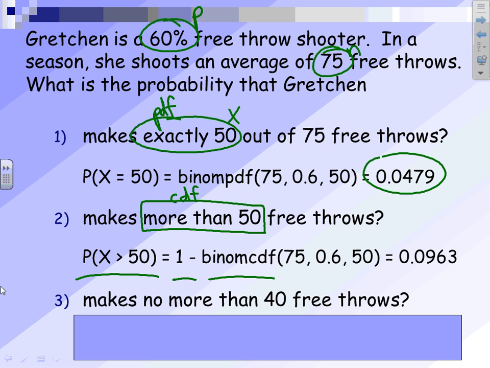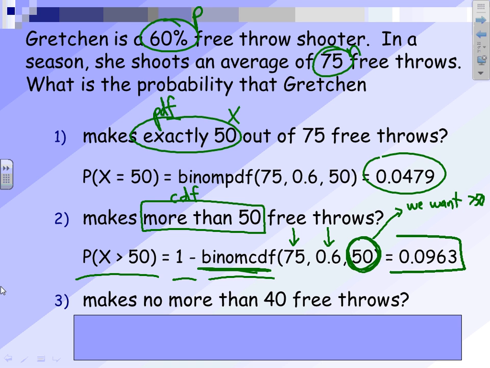Now here's what we have to be careful about. Not the N and not the P. Those make sense here. But it's this last number here. This last number is the key. Now we enter 50 here because we want greater than 50. So if I'm going to find greater than 50, well then I'm going to find in here the probability that it's 50 or fewer. And then I take that away from 1 to get the 0.0963. Okay, the 0.0963. Since we want greater than 50, we're going to take the probability that's 50 or fewer, and then we're going to find that.